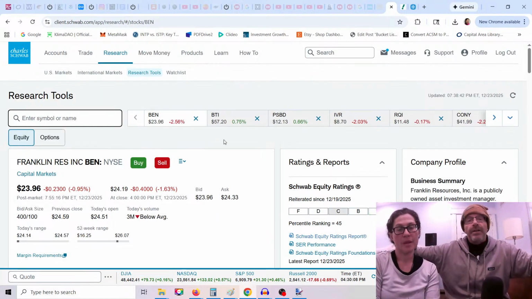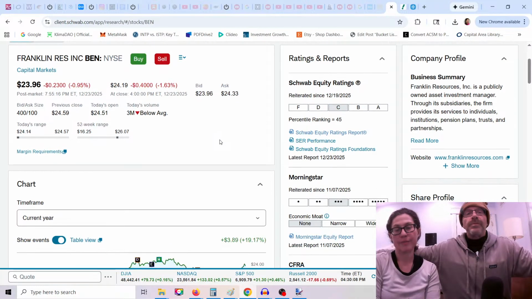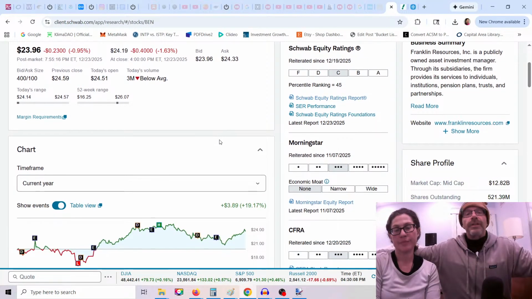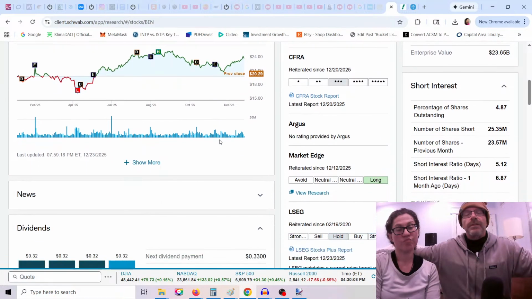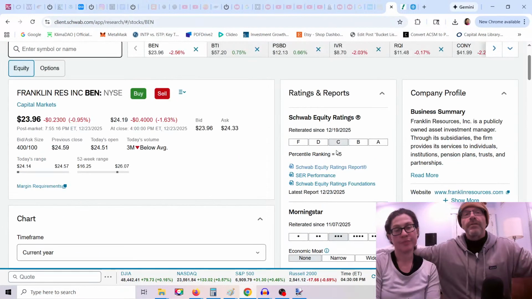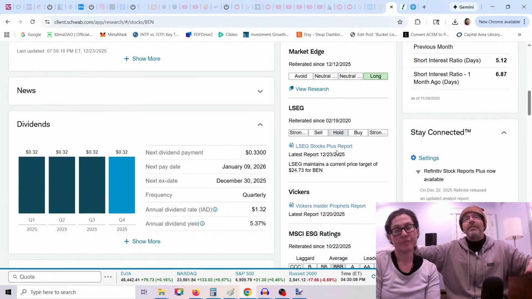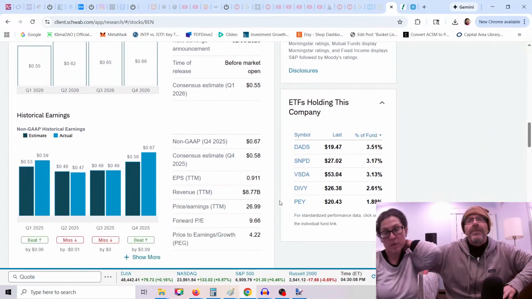This is quite repetitive, but it's what we do for the love of the game. All right, Franklin something. Yeah, so the chart looks decent. Okay, LSEG is 24.73. So scroll up to the top to see first things first. Okay, so that's about fair value. 33 cents, 5.37 quarterly. So the gap covers it.